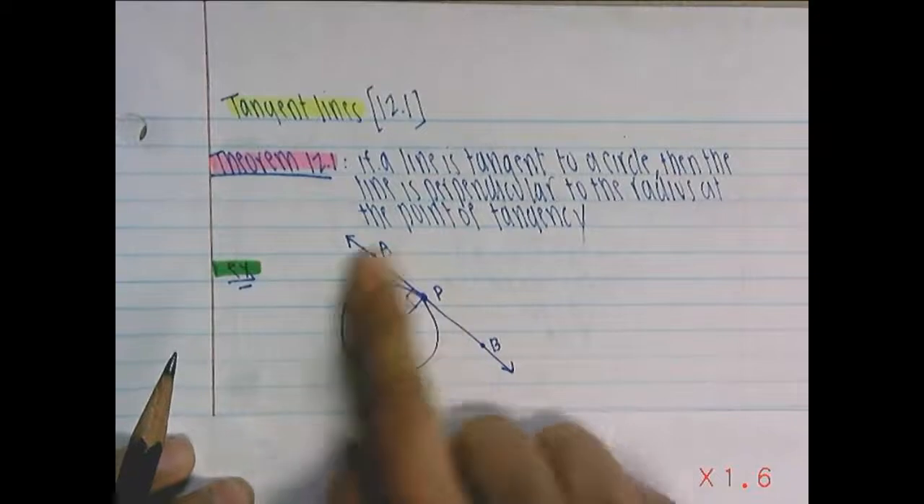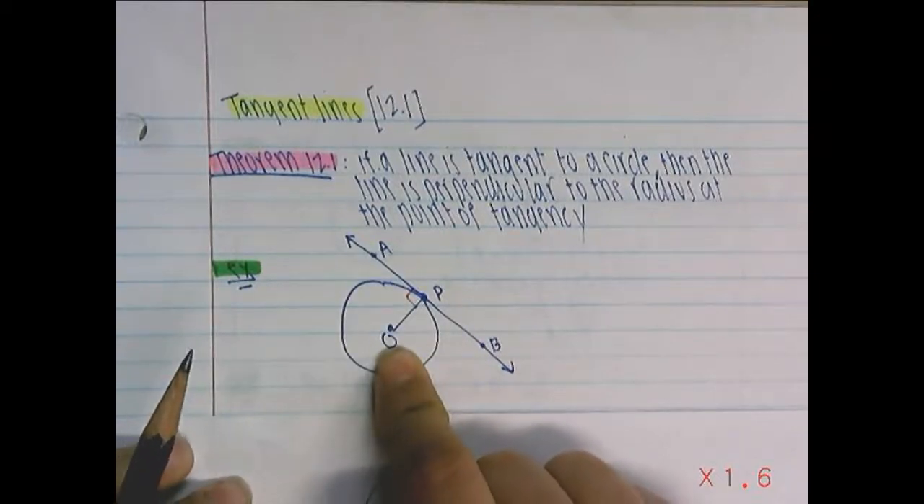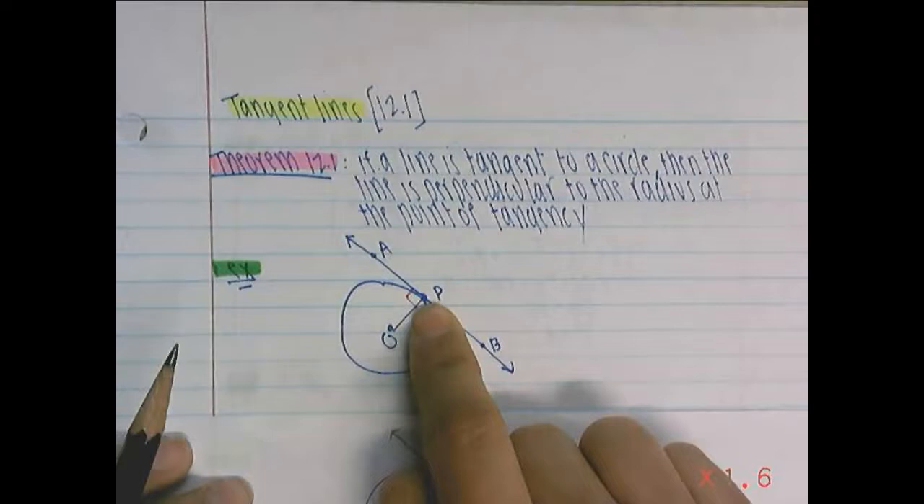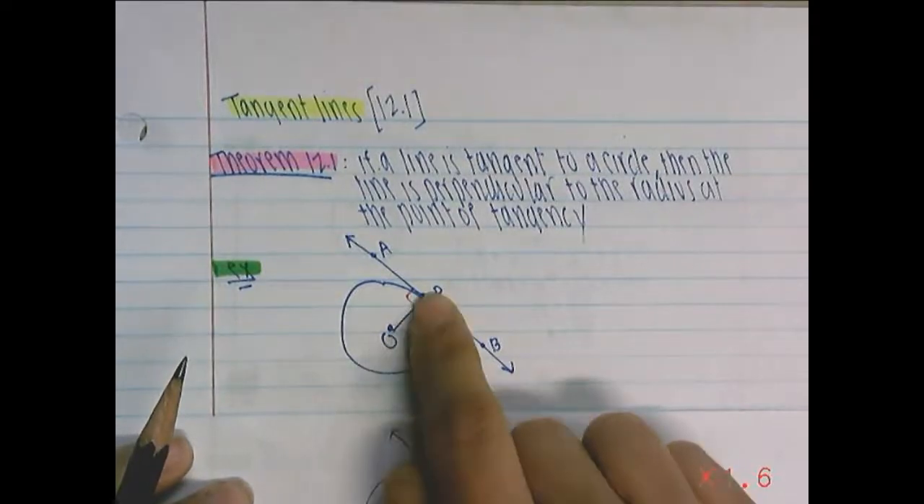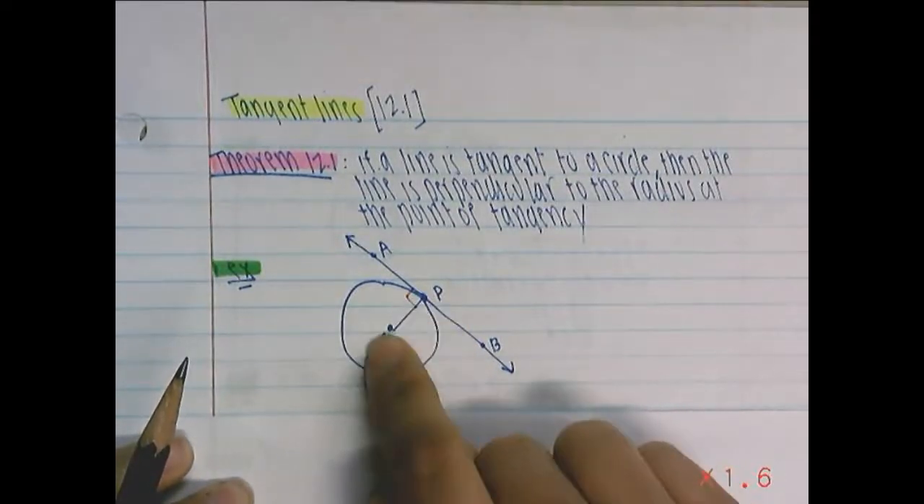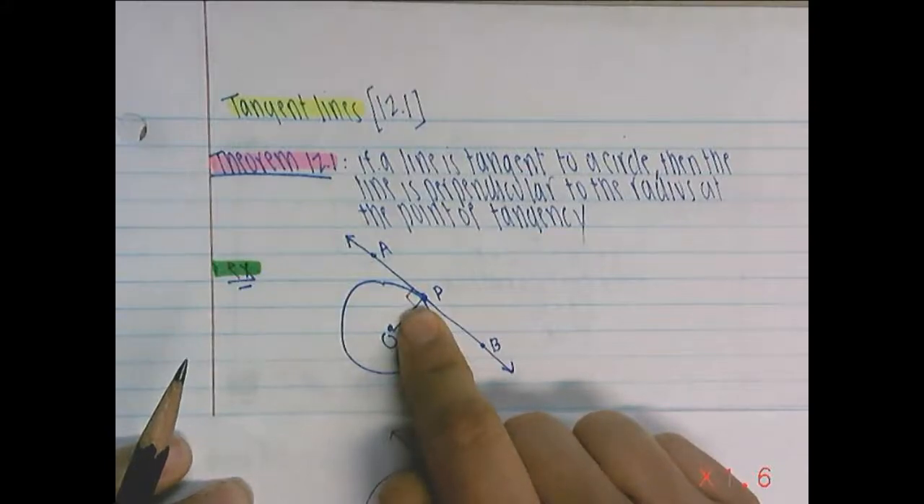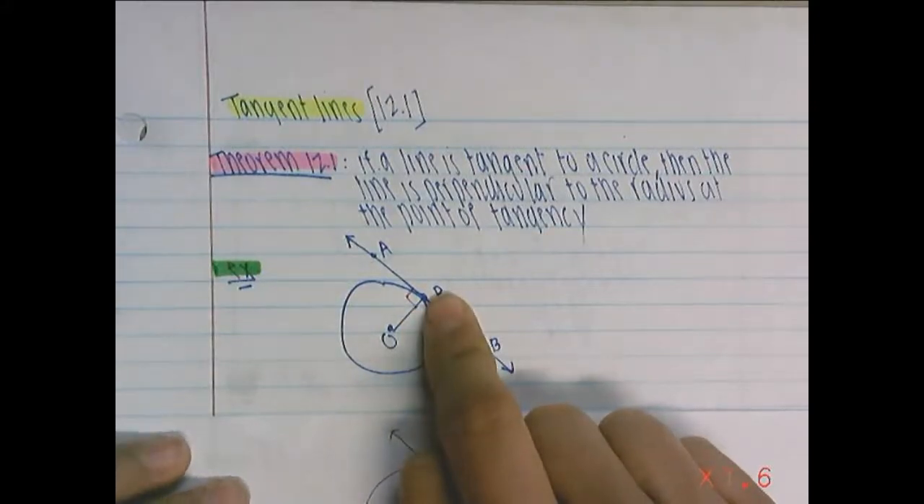Here again, I went ahead and drew it for you. I drew circle A, circle O. This line's going through them. Point P is the point of tangency, which means right there, our radius and this line, AB, would be perpendicular to each other at point P, that point of tangency.